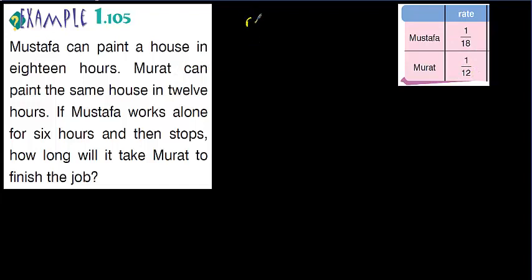And if you remember, rate times t will give us the work. And here there are two workers. Firstly, Mustafa is going to work. The rate of him is 1 over 18, and the time that he is working is 6 hours. Then Murat is going to start to work, and we don't know how many hours he is going to work. Then they complete the job, because after t hours that we don't know, he is going to finish the job.